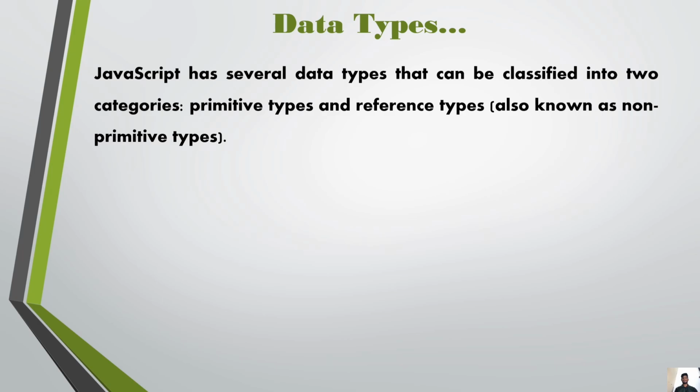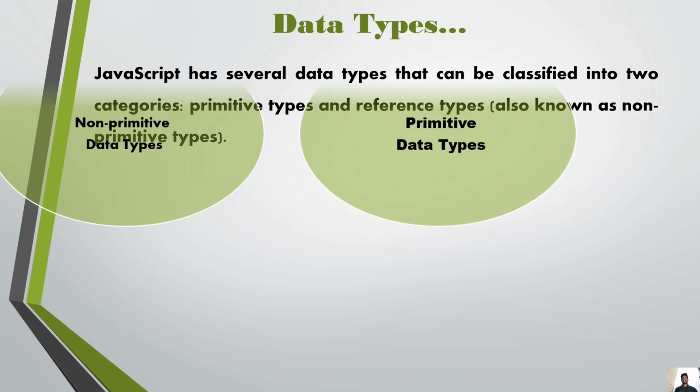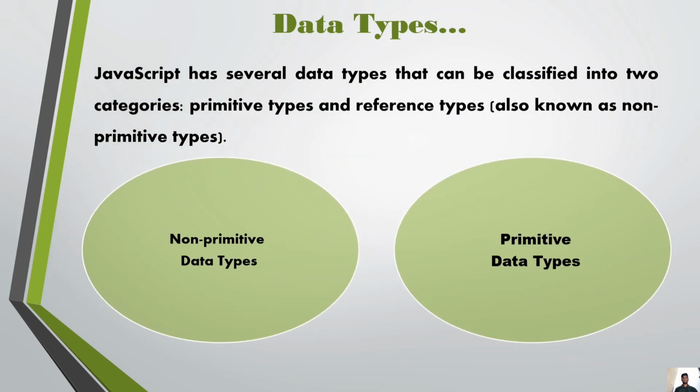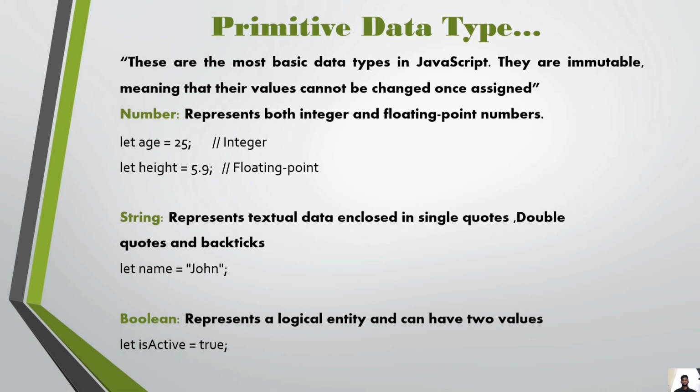JavaScript has several data types that can be classified into two categories: primitive types and reference types, also known as non-primitive types. First one is non-primitive data types. Second one is primitive data types. Primitive data types are the most basic data types in JavaScript. They are immutable, meaning that their values cannot be changed once assigned.